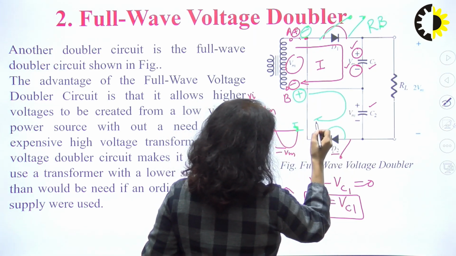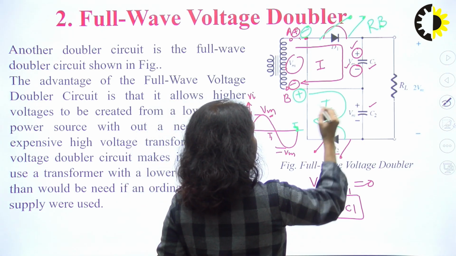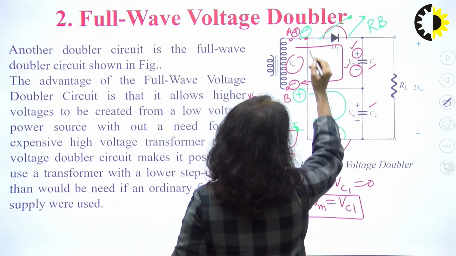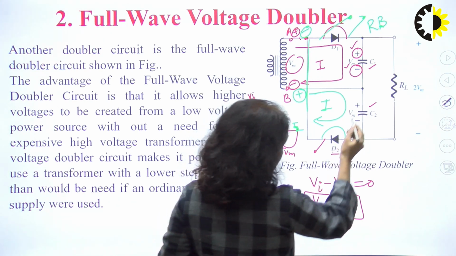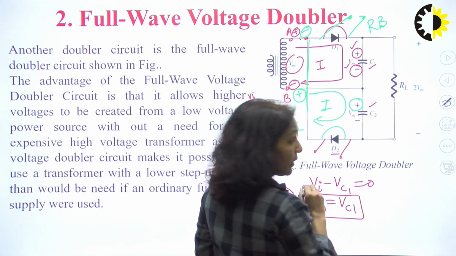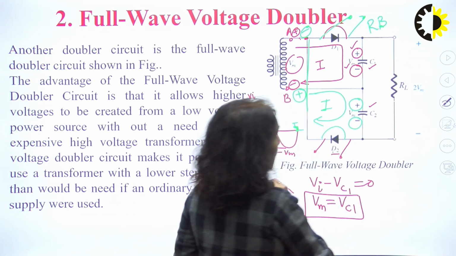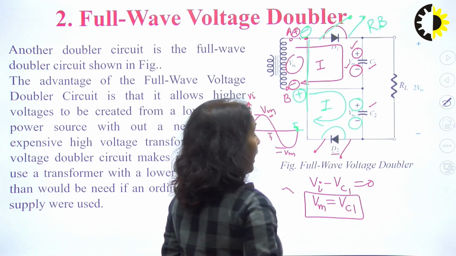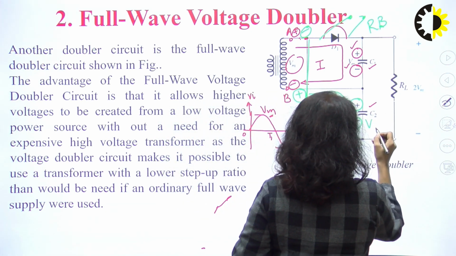Again, we are taking the loop clockwise. So, let us say current I is flowing from here to here. This is flowing like this and this. So, because of that, this terminal of the C2 will be at the higher potential and the lower plate will be at the negative potential because of the direction of the current. So, let us say this capacitor is charged to the value Vc2.